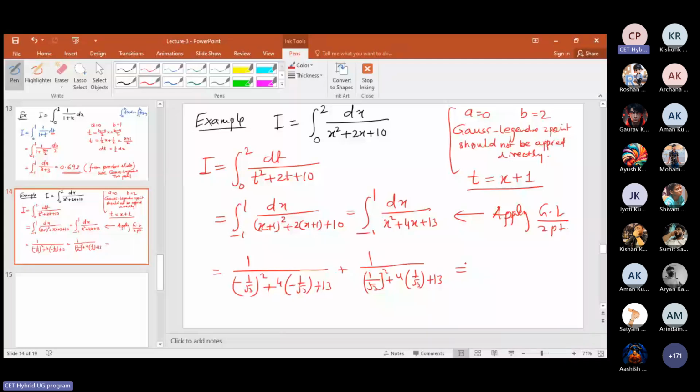When you do the calculation, you will get the value 0.154638. So this is the answer which you will get. All right.